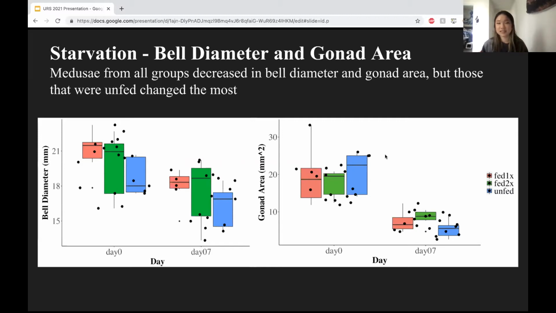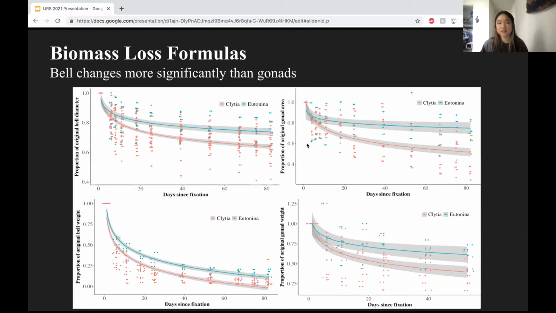But nevertheless, we did see that the ones that were completely unfed did decrease the most, especially in their gonad area. And this might be because we have seen that some jellyfish can do a process of reabsorption. So when they have no food at all, they will actually reabsorb their gonads, and sometimes they will even disappear completely. And then for our biomass loss formulas, I didn't show the formulas here because they're not really that important for you to know.